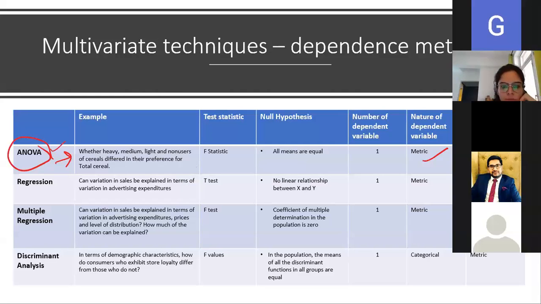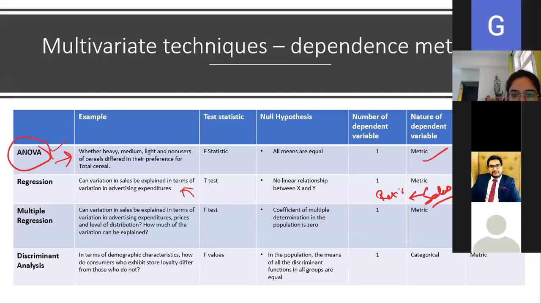So in regression, let's see one example of regression. Can variation in sales be explained in terms of variation in advertising expenditures? This is easy. Sales is dependent, and advertising expenditure is independent, and both are metric variables, aren't they? Which scale is sales? Ratio. Yes. And we know that ratio and interval are metric.